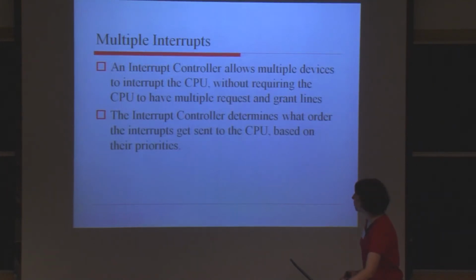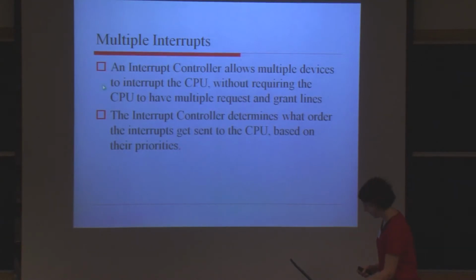In order to have multiple interrupts all sending requests to the same CPU, you can either have a bunch of different request lines on the CPU, or you can have what's called an interrupt controller, which takes in a bunch of them and sends out only one of them to the CPU. The interrupt controller determines which interrupt should be processed first by a priority that it knows.